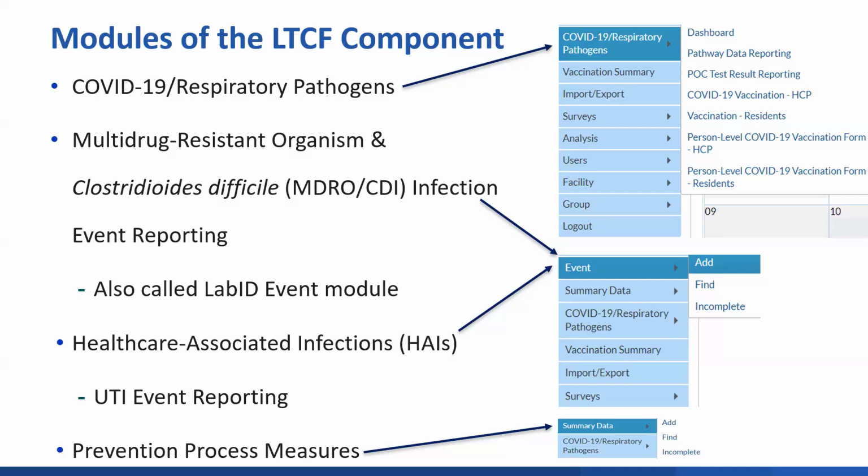Lastly, the long-term care facility component has a module called the Prevention Process Measures module, which collects aggregate data on hand hygiene and use of gown and gloves. The data reported to this module is reported under the Summary Data tab. This tab is also used for denominator data reporting, such as number of resident days and number of urinary catheter days.